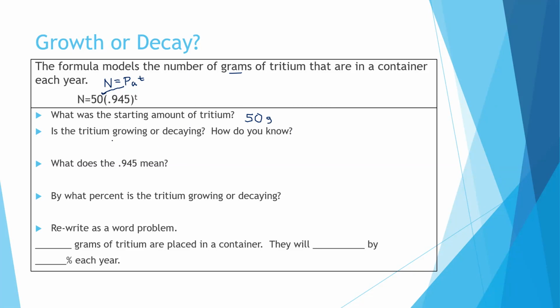All right. So is the tritium growing or decaying? How do I know? So whether it's growth or decay is determined by A. And as we summarized in our chart previously, if A is less than 1, it's decay. So this is decaying. How do I know? Because the A is less than 1.